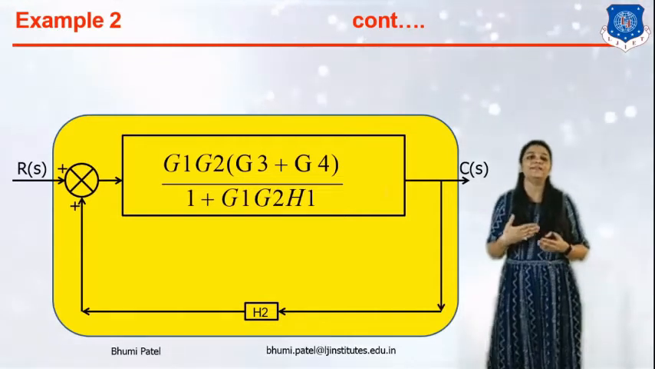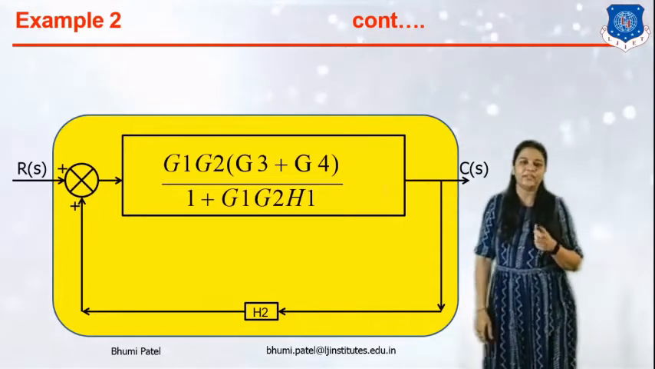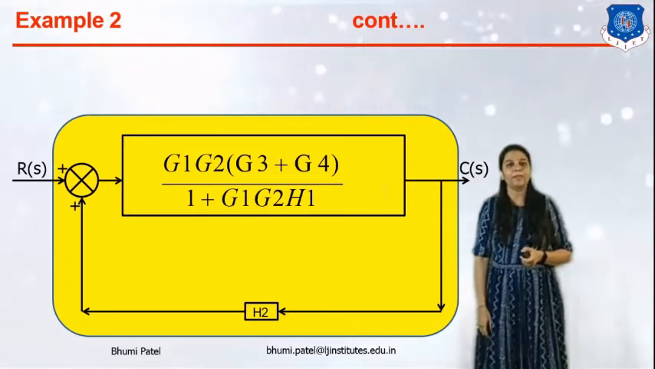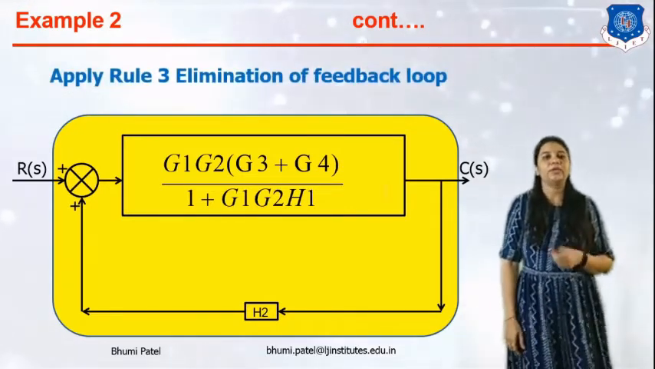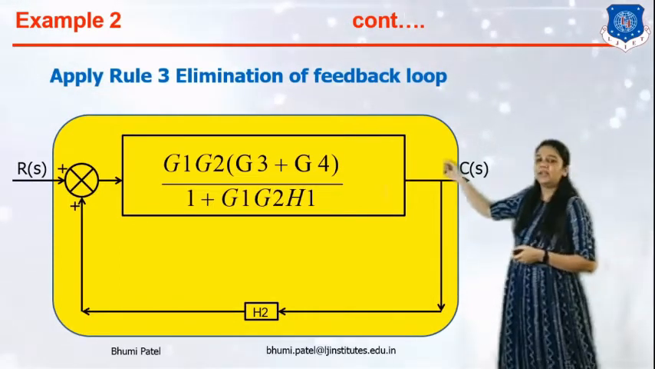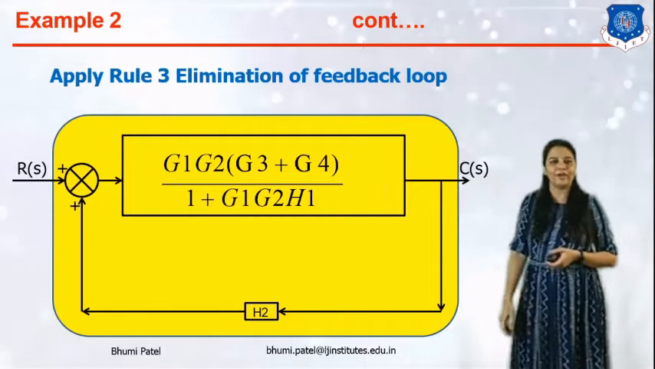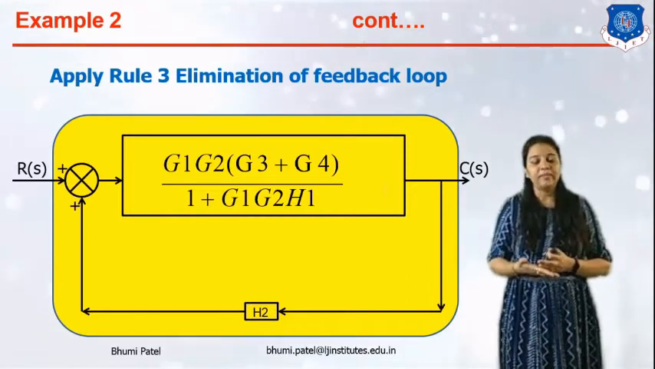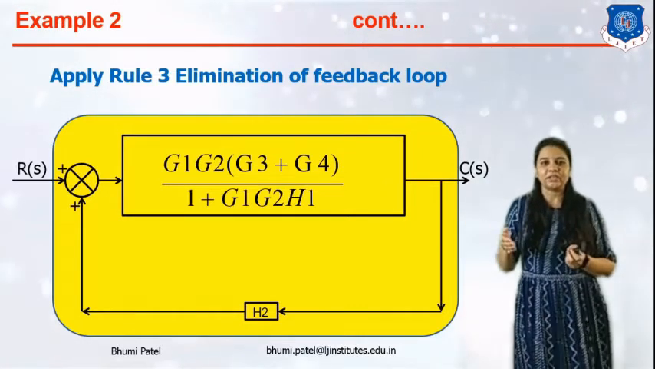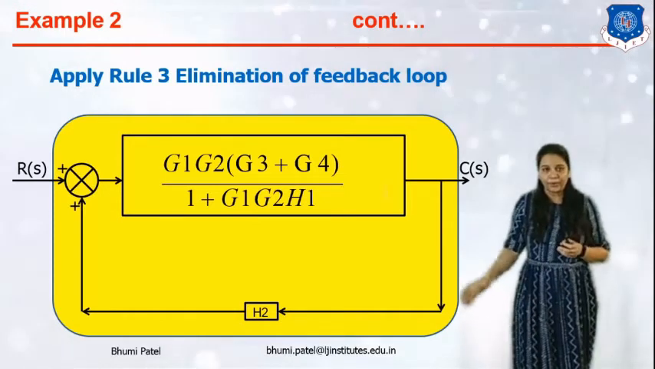Now the next is H2, which is connected in the feedback loop of this block. Okay, so we can simply apply rule number 3, elimination of the feedback loop. Whenever we eliminate the feedback loop, the summing point is cancelled out and we can reduce these two blocks into one block. So the final answer will become the forward part. Here the forward part is G1 G2 in bracket G3 plus G4 upon 1 plus G1 G2 H1 upon 1.